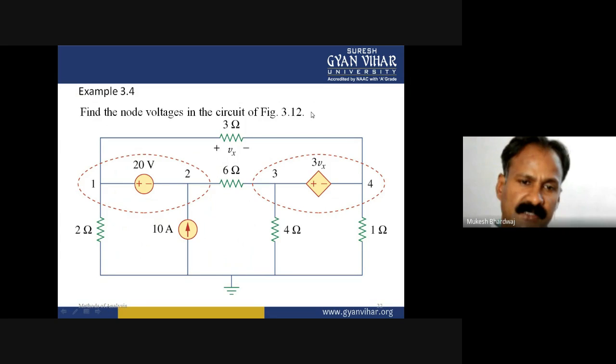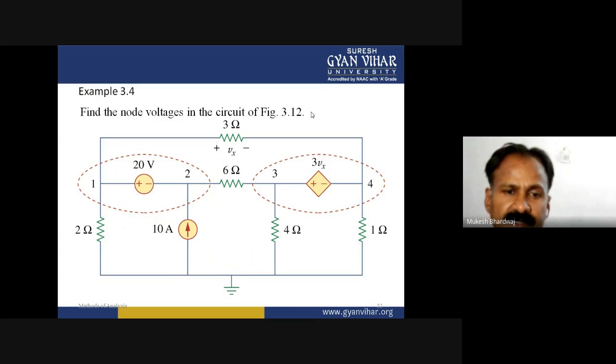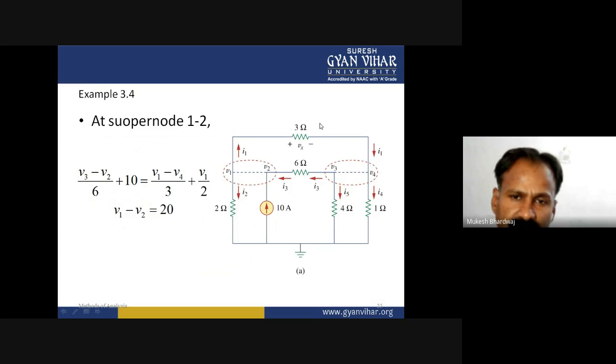Find the node voltage in the circuit. Two voltage sources, one dependent and the other independent, are connected between non-reference nodes. Then the equation can be written by considering the two nodes as super nodes. 1 and 2 combinedly form a super node, and 3 and 4 combinedly form a super node, a single node. After that you put the nomenclature of the equation of current and get the solution by framing the equations accordingly.